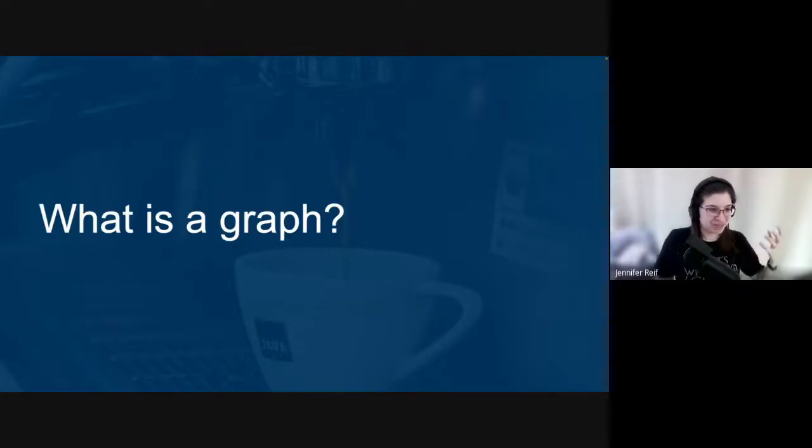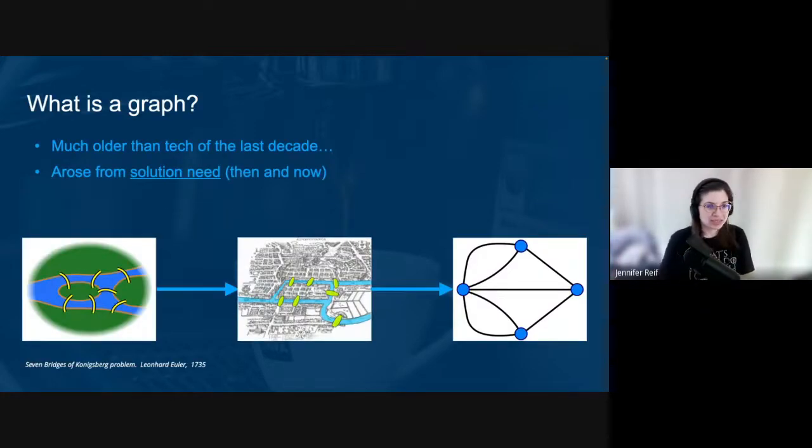Okay, so what is a graph? Let's just talk at a base level. What is this graph thing? It's not really brand new. The technology is actually much older than the Neo4j release in 2007. As with most technologies, it arose from a solution need, both then and now.